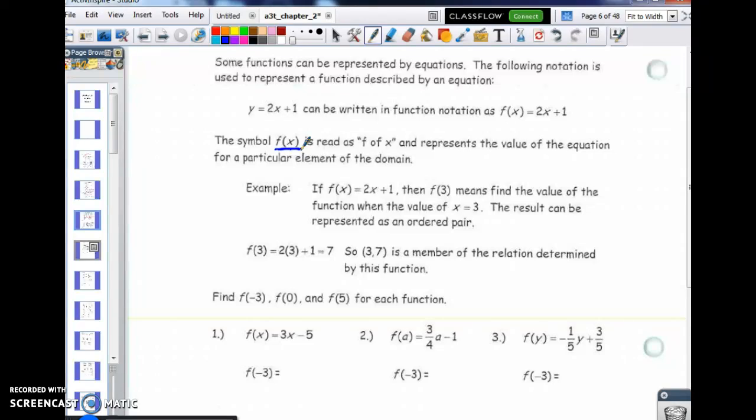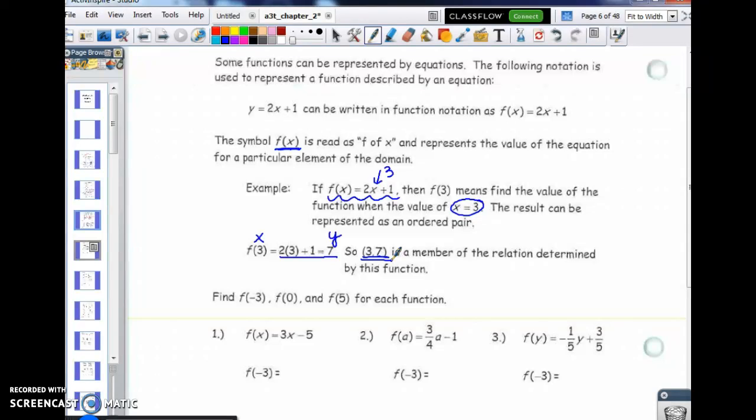The result can also be represented as an ordered pair. So if we're looking at this function, f of x equals 2x plus 1, all we're going to do is plug in that 3 where x is. So we get 2 times 3, and then plus 1 equals 7. So we can represent our answer. What we plugged in is our x. What we got as a result was our y. So (3, 7) is a member of the relation determined by this function.